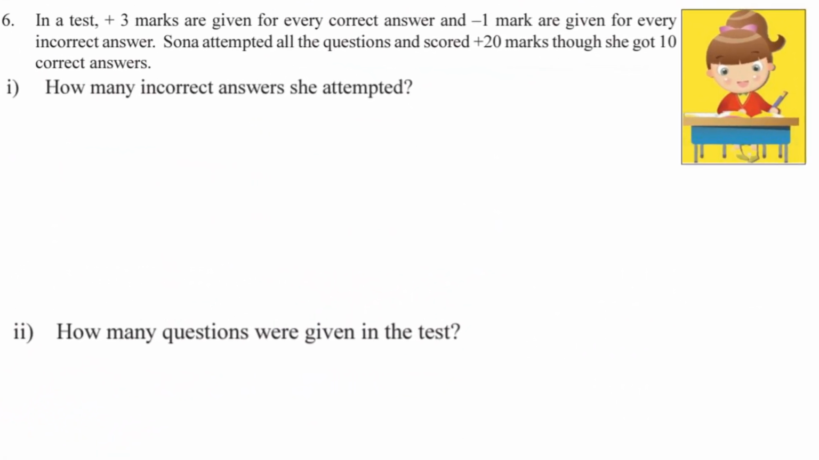Next, question number 6. In a test, plus 3 marks are given for every correct answer and minus 1 mark is given for every incorrect answer. Sona attempted all the questions and scored 20 marks. But how many questions she attempted is not given here. She got 10 correct answers only, so we don't know the number of incorrect answers. So how many incorrect answers did she attempt? That is the first question.